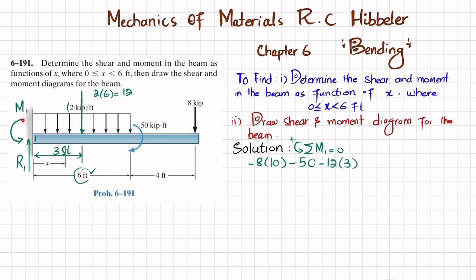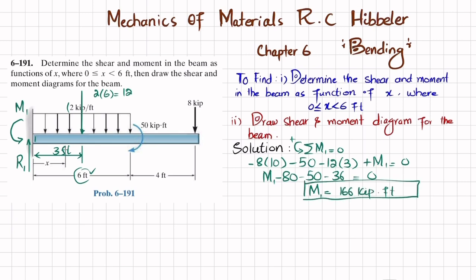And the last moment is this reaction moment, which is counterclockwise M1, and that will be positive, but the sum of all moments about point 1 must be equal to 0. So from here we get M1 minus 80 minus 50 minus 36 is equal to 0, and we get M1 equal to 166 kips-feet. So this is the reaction moment when you remove this fixed support.